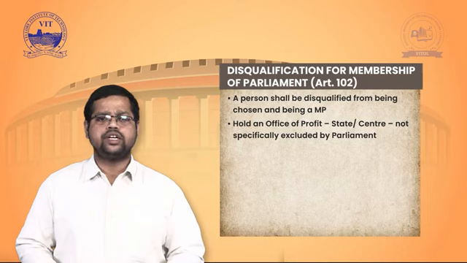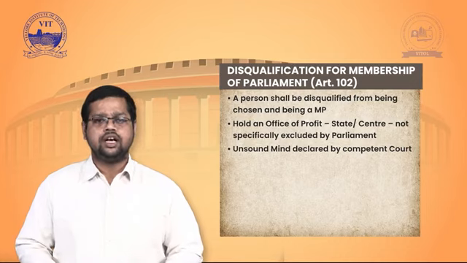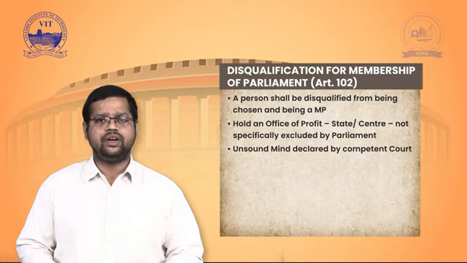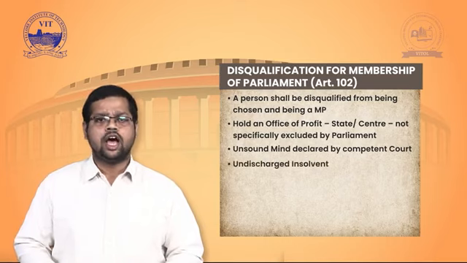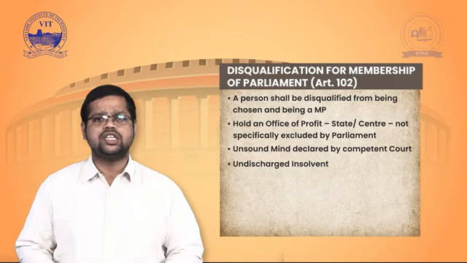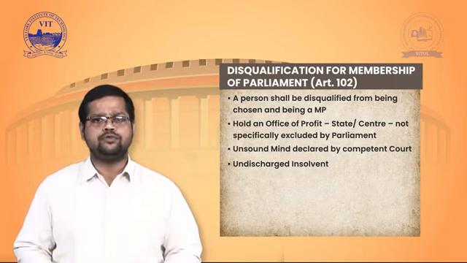The next important disqualification is unsoundness of mind. A person of unsound mind who is declared to be so by a competent court is disqualified from his membership of Parliament. The third disqualification is a person being an undischarged insolvent. Insolvency acts as a disqualification for membership of Parliament.